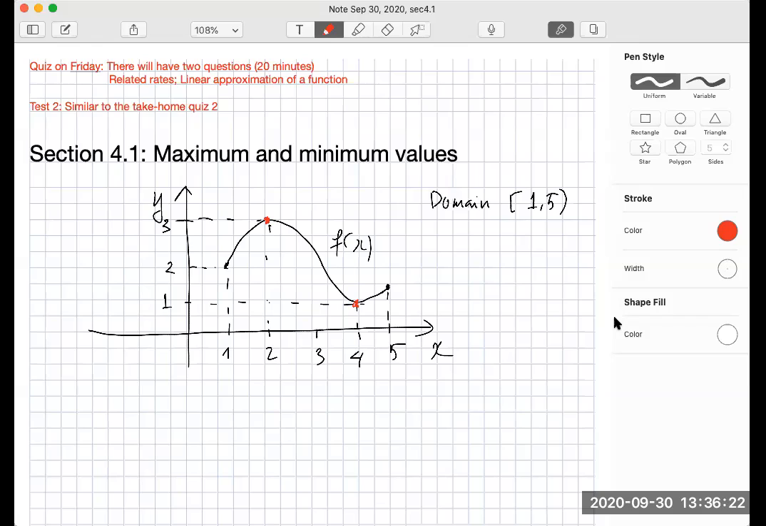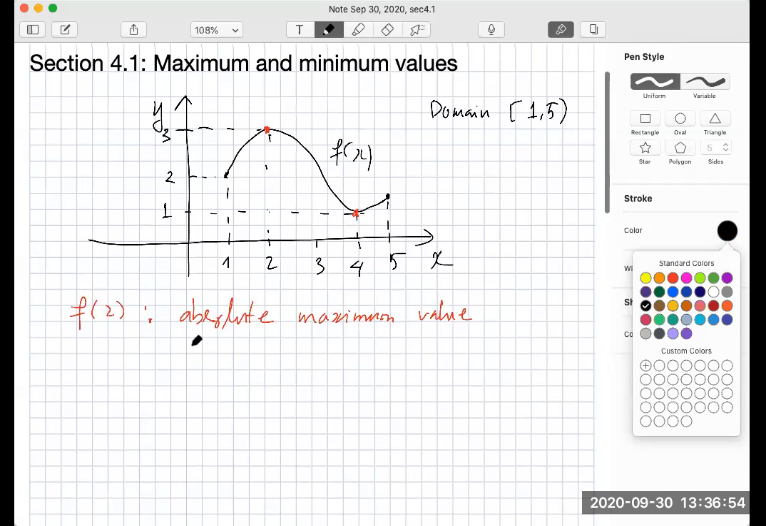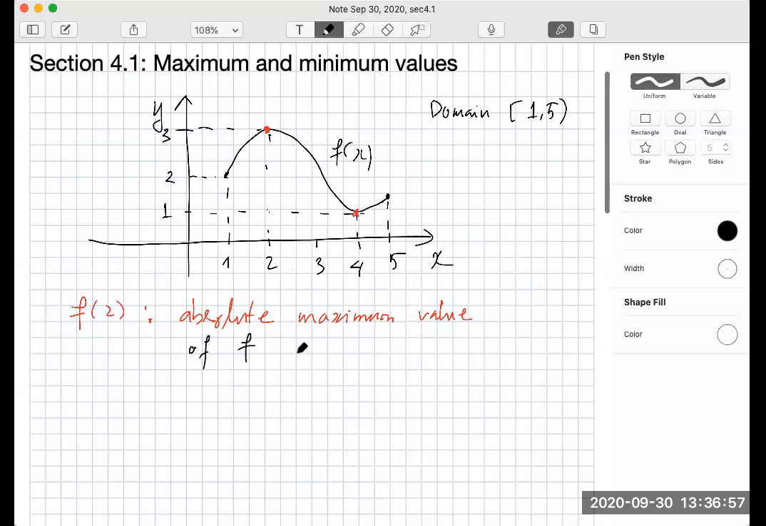So we call it here, because it is the highest value of the function f over the whole domain, right? We call it the absolute maximum. f at 2 here, we call it the absolute maximum value of the function f on the domain from 1 to 5, right? It's easy to see.